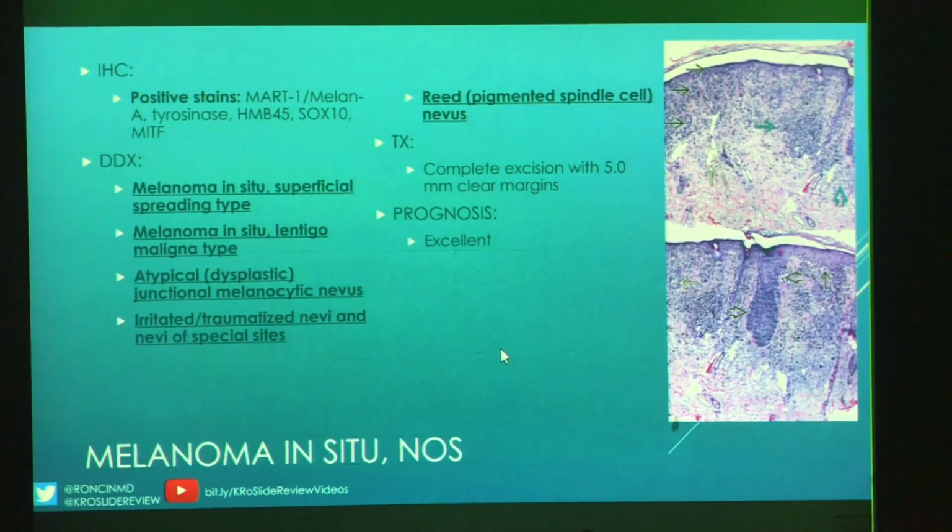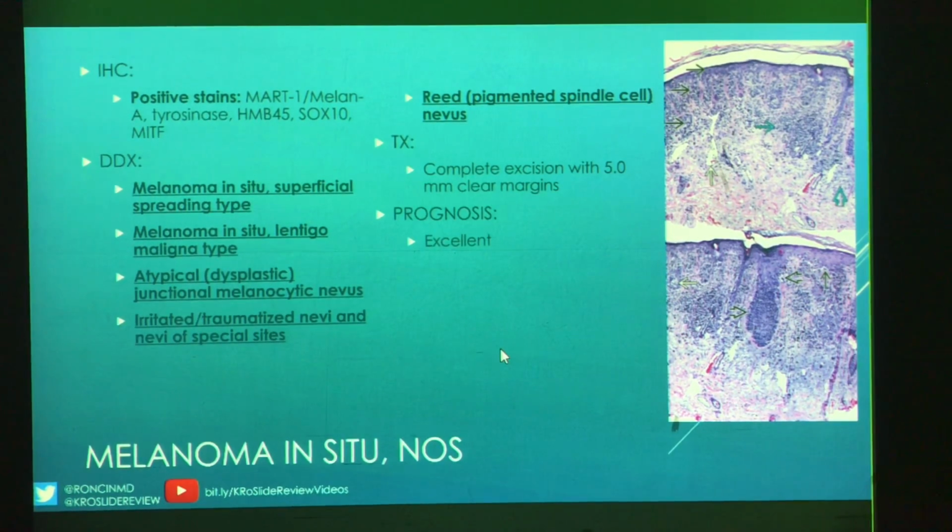Okay, so our stains. So this is what we were talking about. MART1, Melan-A, same stain. You can use tyrosinase, HMB 45, SOX 10, MITF. So different institutions will have their stains that they like using for melanoma-in-situ. The red chromogen is really nice for these heavily pigmented lesions because obviously if you used a brown chromogen, well, melanin pigment is brown anyway, so that can make it difficult to read.